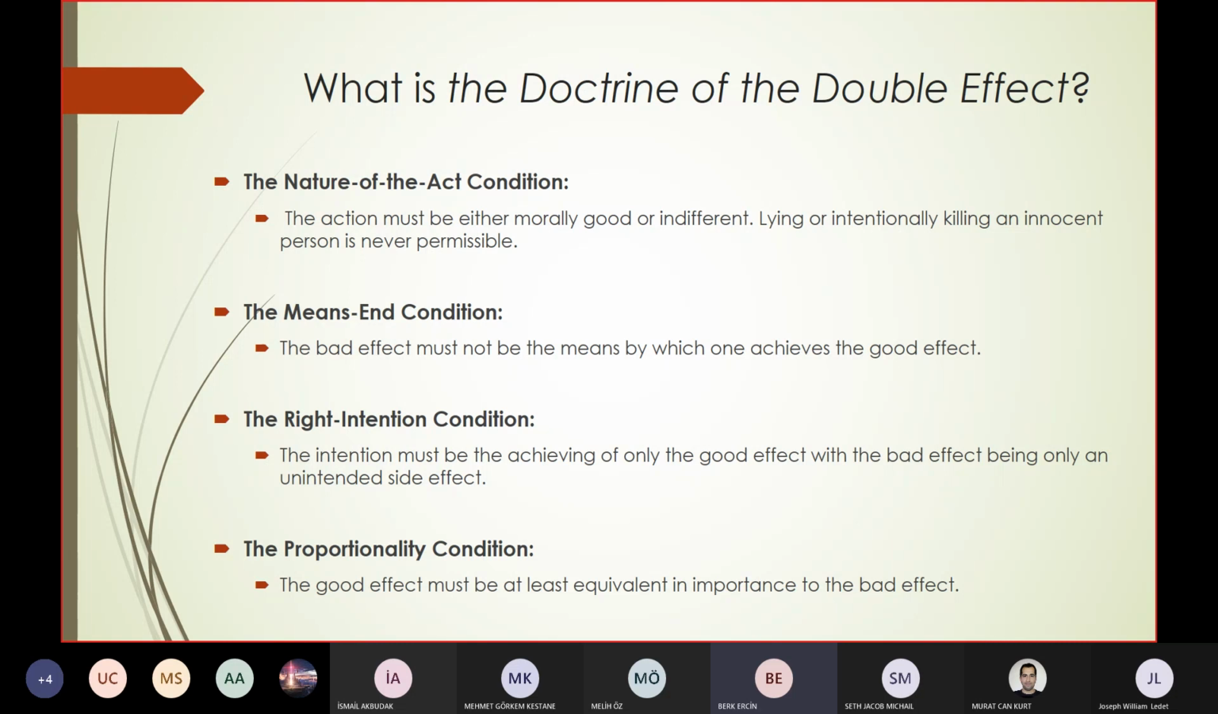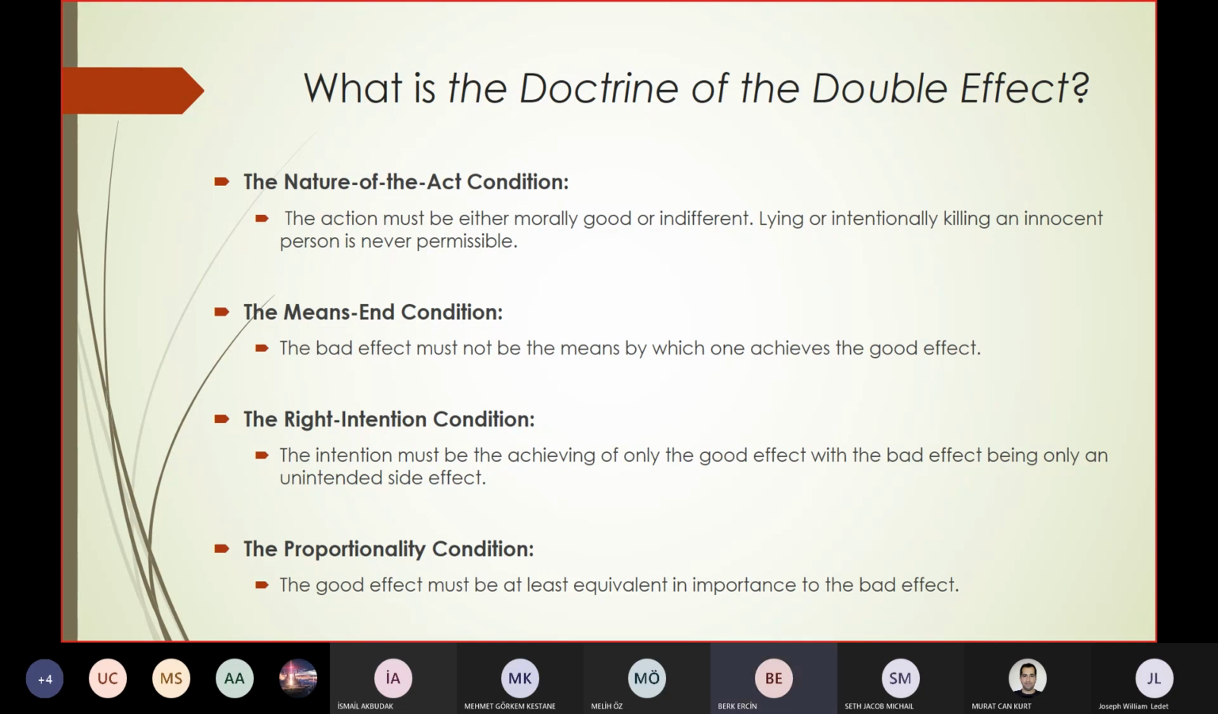The first of all is the nature of act condition. The action must be either morally good or indifferent. Lying or intentionally killing an innocent person is never permissible. Second, the means end condition. And this is maybe the most important condition, and we will see why in the future. The bad effect must not be the means by which one achieves the good effect.